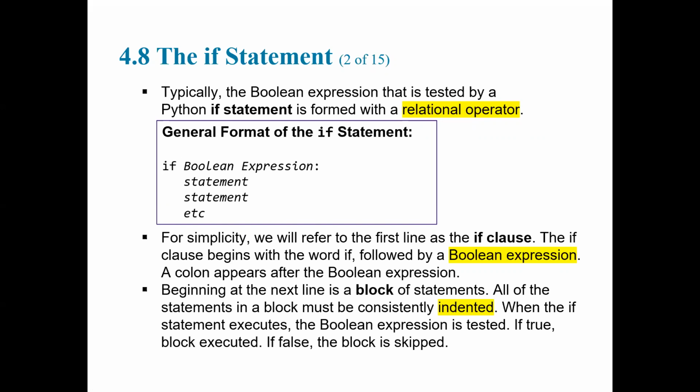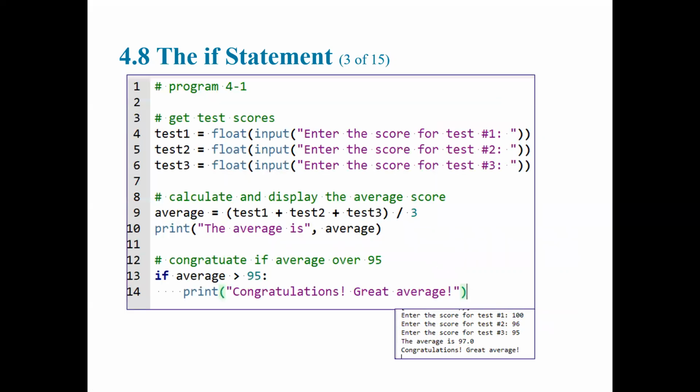When the if statement executes, the Boolean expression is tested. If true, the block is executed. If it's false, the entire block is skipped. So here's an example of some code. I'll be typing this in later on to make this come to life.